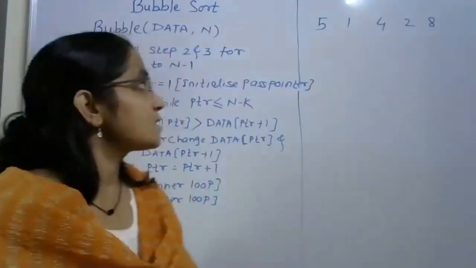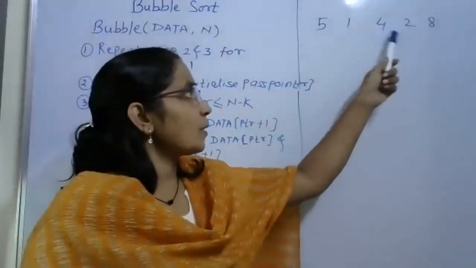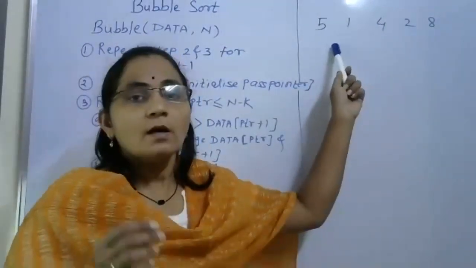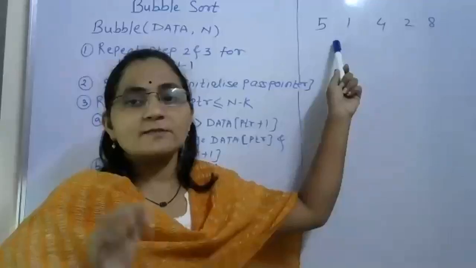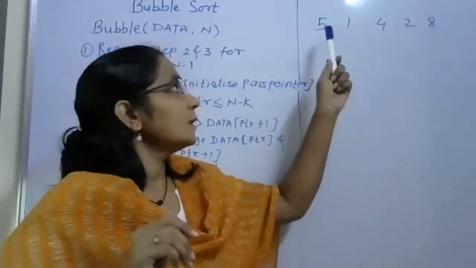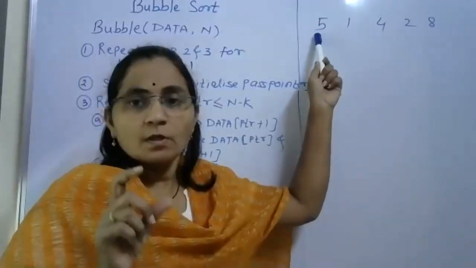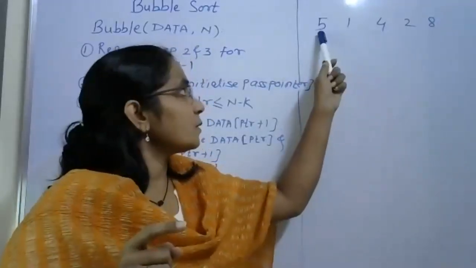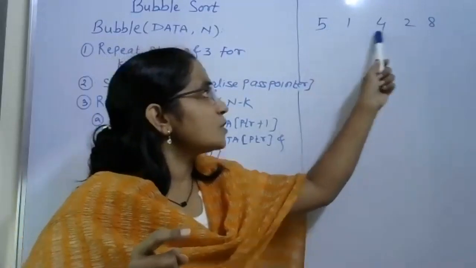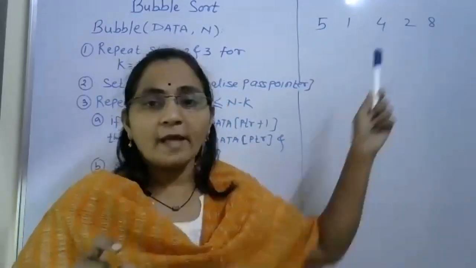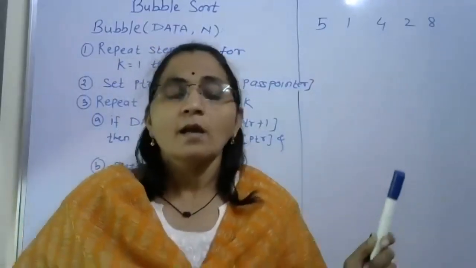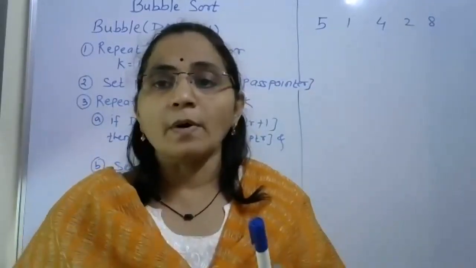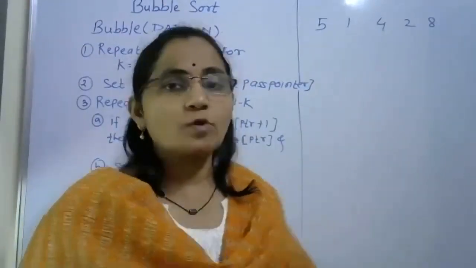Because the first element, see, this is one of the examples. This is one of the arrays which consists of five different elements. The first element is 5. So at the first pass, the first element takes the final position in the given array, and that's why it comes like the bubble in water, and that's why it is called bubble sort.